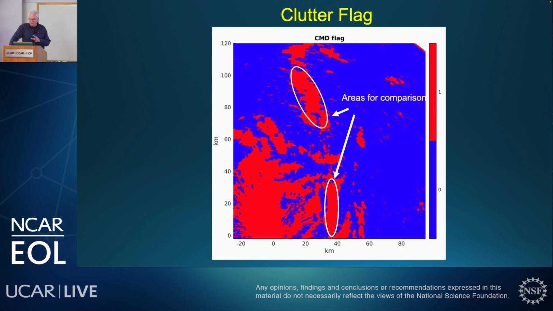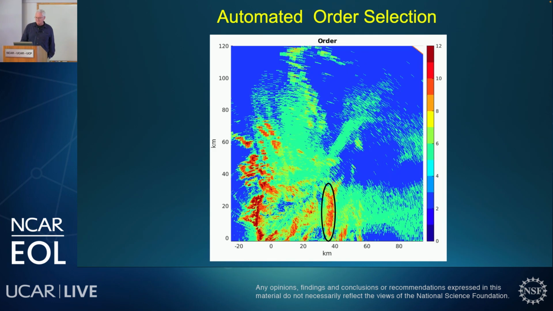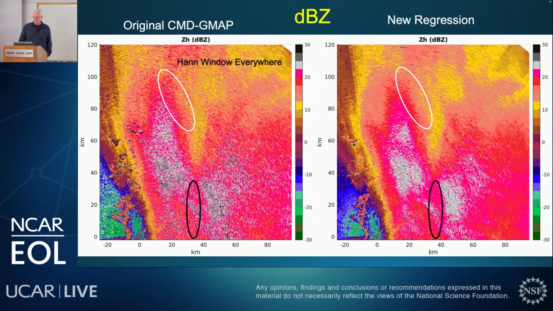I'm going to pick out 2 areas for you, marked with these ovals, where we can compare the regression filter data to the GMAP, the spectral notch filter data. So let's take a look at those now. First, I'll give you a quick look at the automated order selection. Here are the orders, the red ones up around here, 10 to 12. The green ones are around 6 or 5. Depending upon how heavy the clutter is, we'll use a higher order. And if it's light clutter, with smaller power coming from the clutter, we'll use a lower order filter. So that's nice to be able to do that.